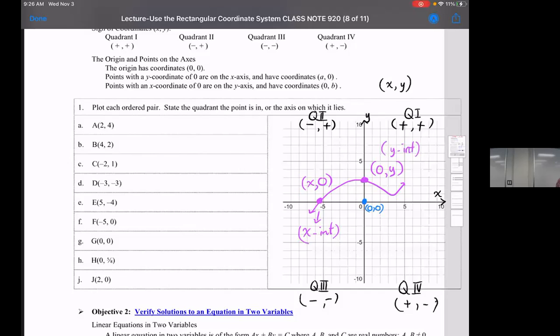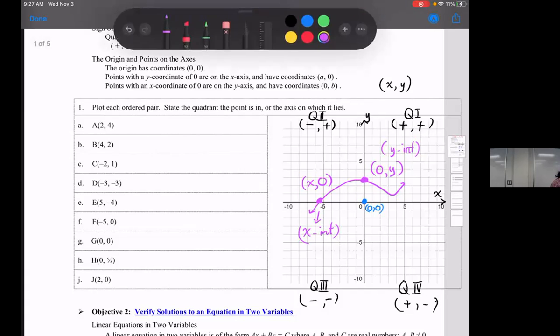Write it down because I'm going to erase it. I need it later. I need the little rectangular coordinate picture. I'm going to erase this.